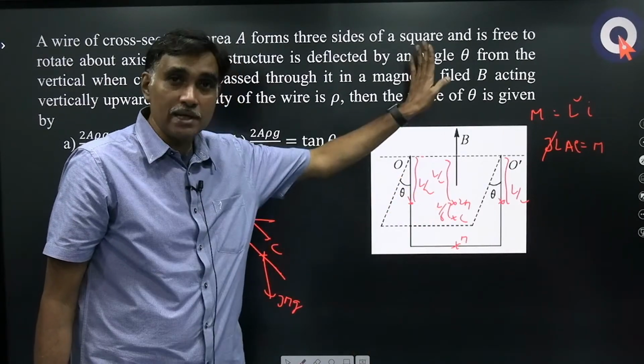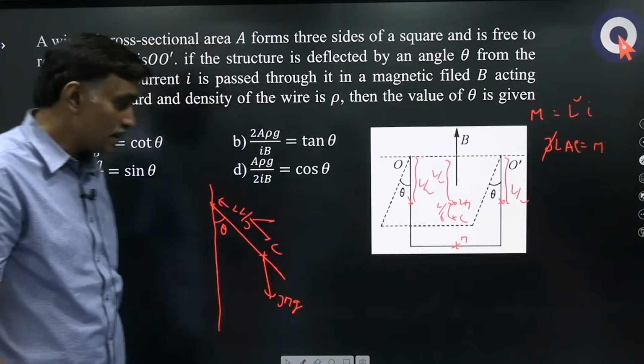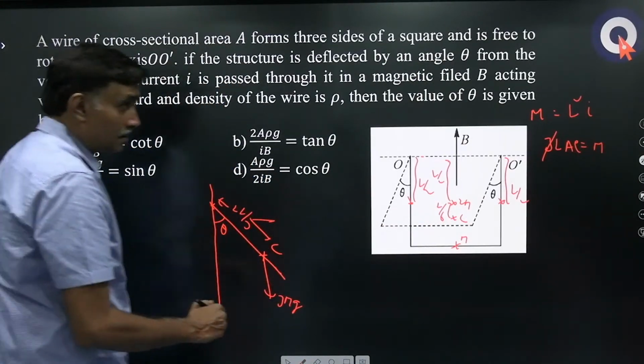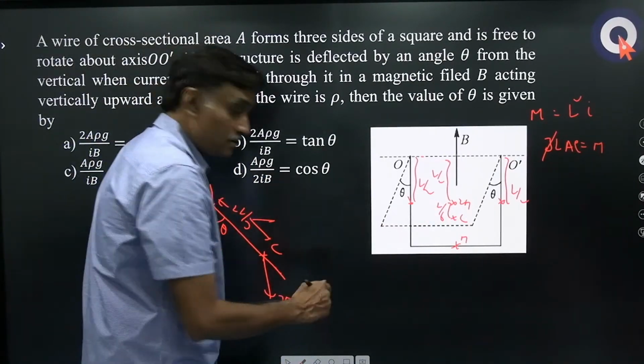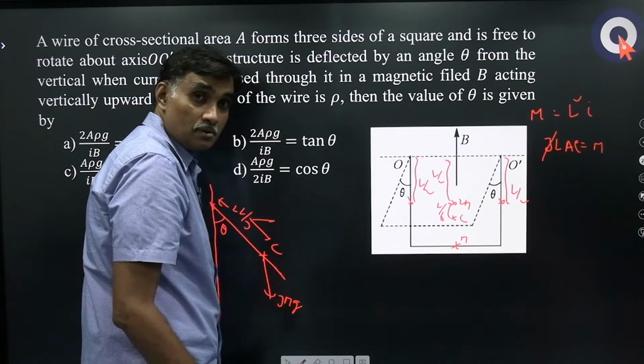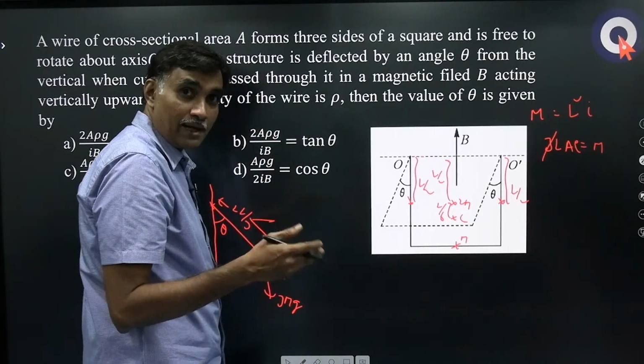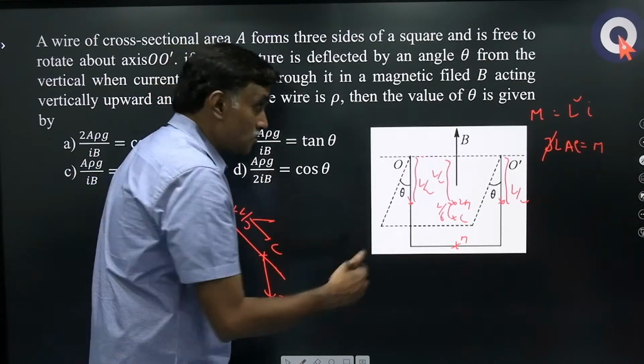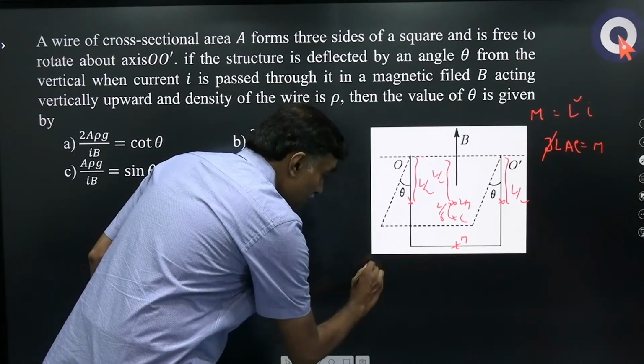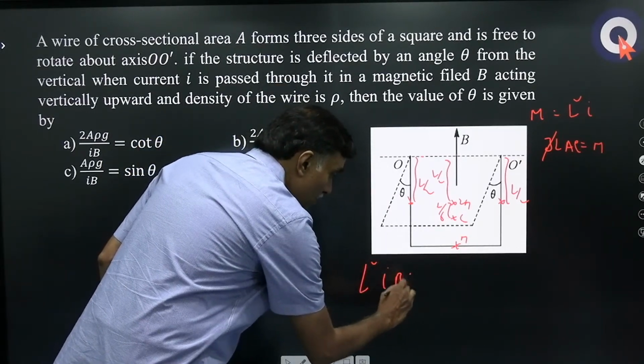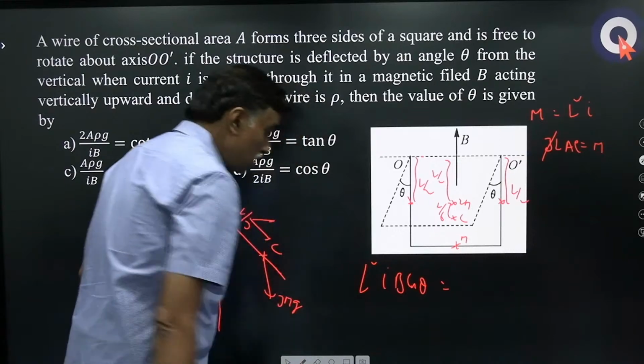B bar will be in this direction only. So 90 minus theta. So what is torque due to magnetic field? It is m into b into sine of the angle between m bar and b bar, which is 90 minus theta. So I will get cos theta. So m is L square I, into b into cos theta, equal to torque due to magnetic field.